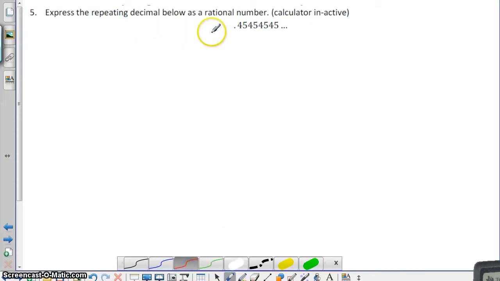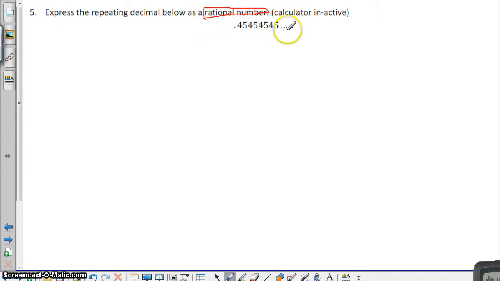Okay, we didn't really go over this type of problem, but I find it interesting, so I'm going to show you how to do it. If you want to express this repeating decimal as a rational number, the trick is, if you let that number equal x, then 100x, or 100 times this number, would move the decimal place over twice, giving you 45.45, 45, 45, and so on.